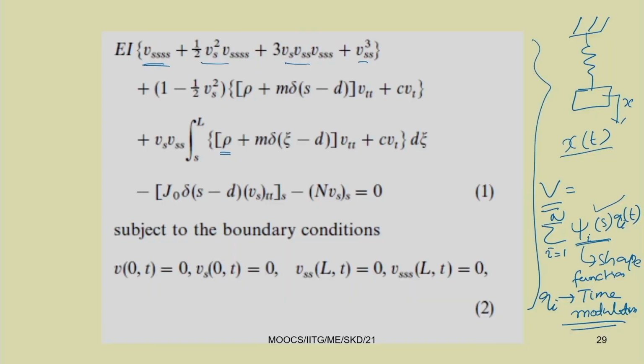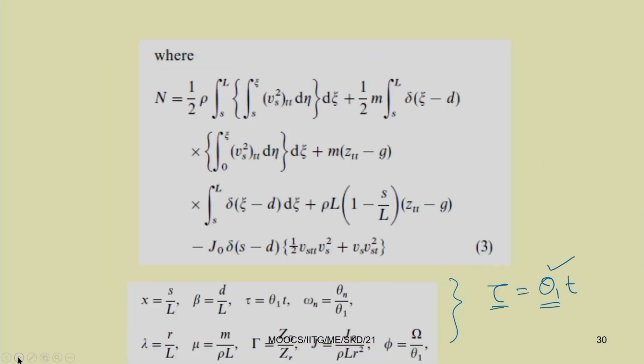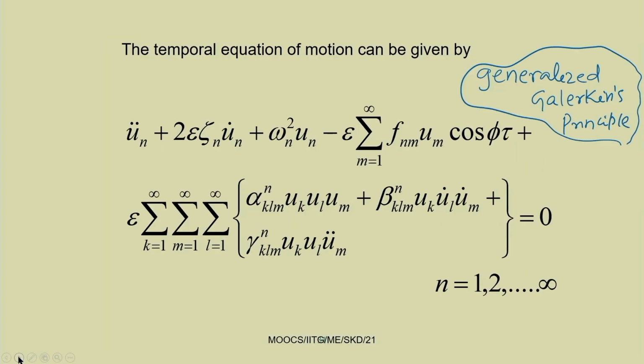Now, how can you minimize this residue? Initially we substitute this expression in the original equation, then we multiply by a weight function, integrate it over the length of the beam, and equate it to 0 to find the equation which is reduced to a function of time only. So, it is retained in its temporal form. By using this generalized Galerkin method, the equation of motion is reduced to this form.